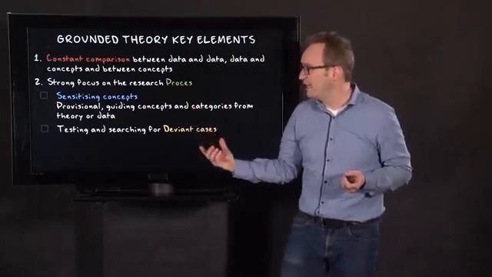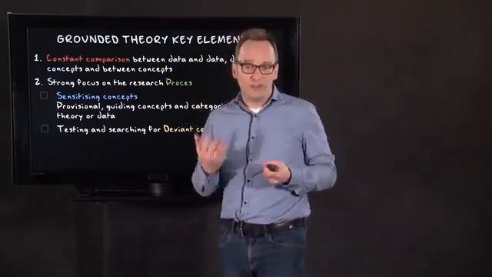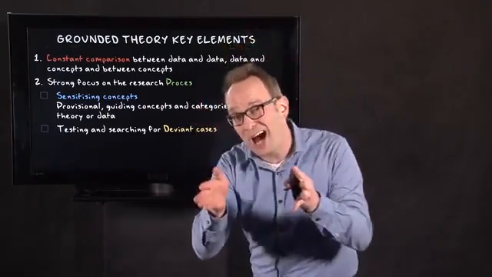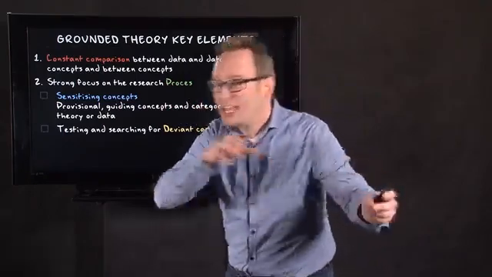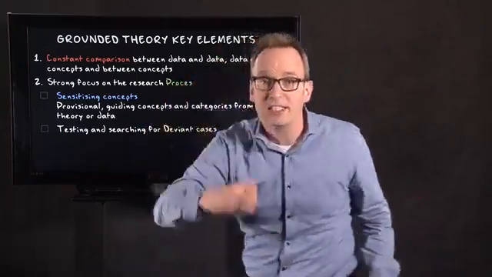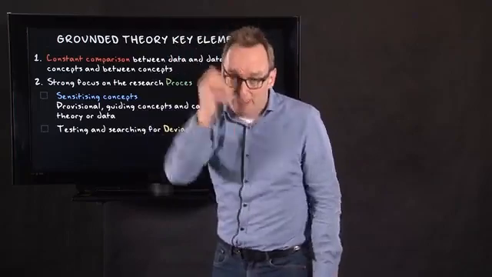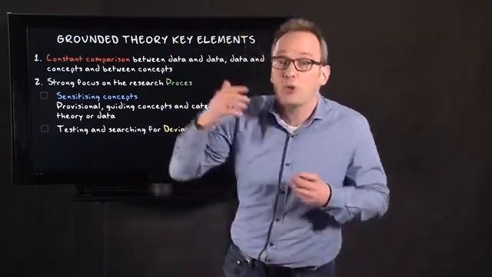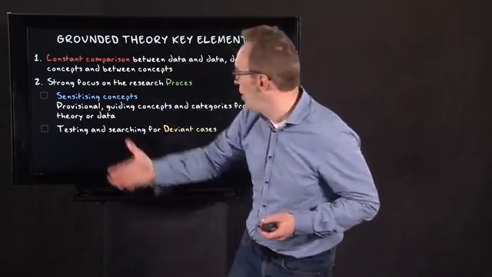The second bit is that you're testing for deviant cases. Like in analytic induction, you are on the lookout for deviant cases. In your constant comparison, you try to find these deviant cases because they help you. Similarities help you, definitely. But contradictions help you probably much more.